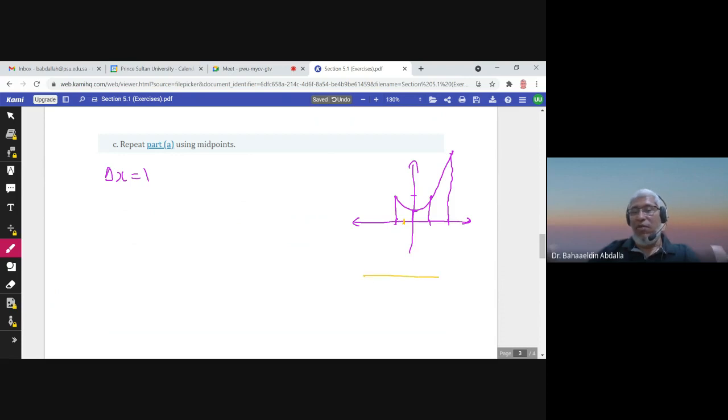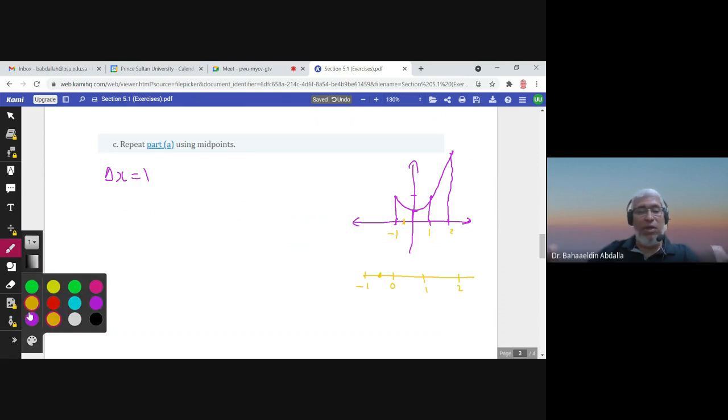I have negative 1, 0, 1, and 2. This is negative 1, 0, 1, and 2. And I need to find the number in the middle, okay? This number, the number in the middle, this one, and this one, and this one.